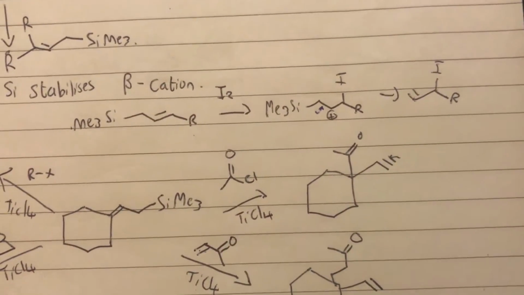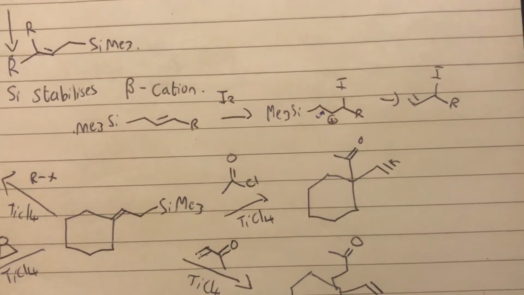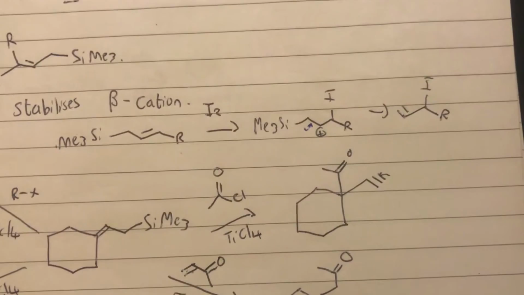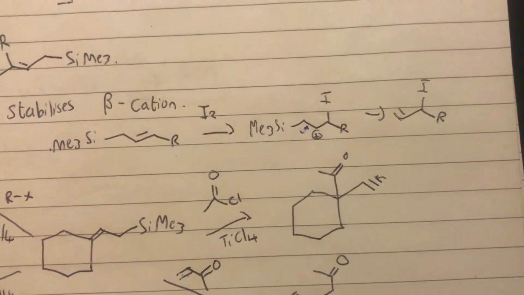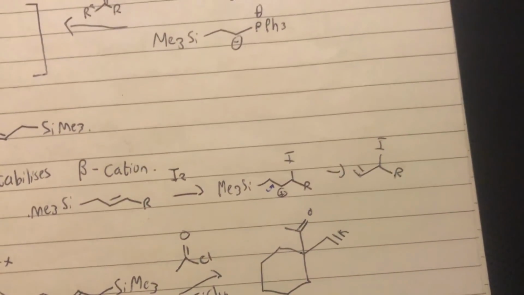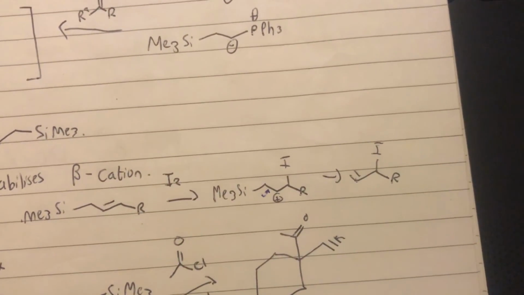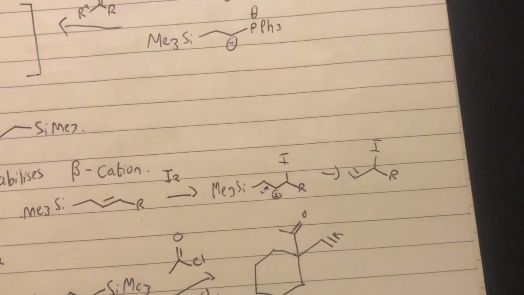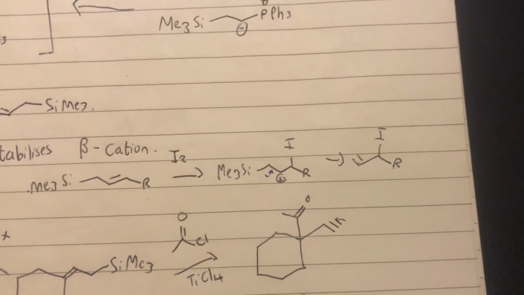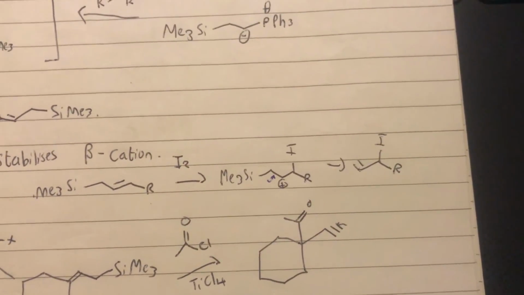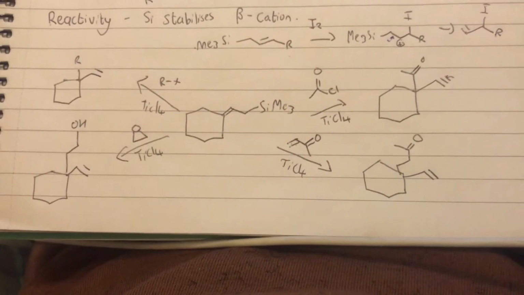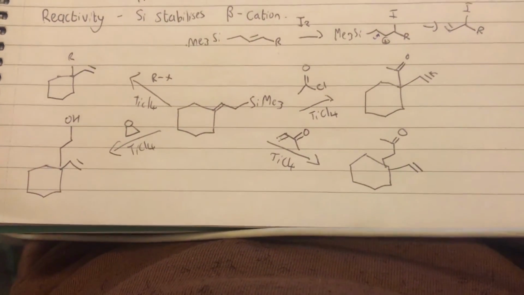So here's just a quick one. We'll just add an I2 again. Pretty much exactly the same, although this I adds across the double bond. Obviously the double bond will attack the I and remove it there, forming a cation. And then all that happens really is that the silicon group donates its electrons into a bond to form a double bond. But as you can see here, there's plenty of reactions that can happen.